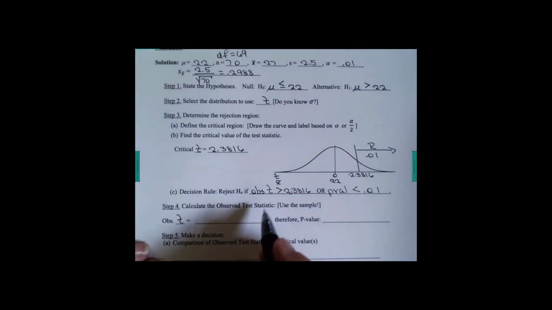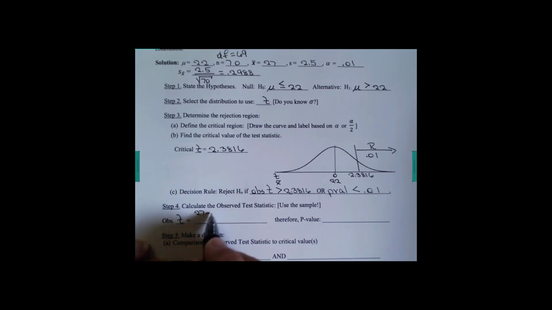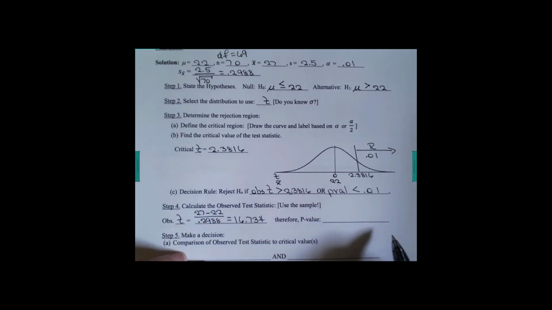So everything's pretty clear. I will reject the null hypothesis if, when I do my test, I observe a value of t that is greater than 2.3816, or the p-value is less than alpha, which is 0.01. So let's figure out, what is this observed value for t? I did the test. I took the sample. I came up with 27. I'm going to subtract the old mean of 22 and divide by the standard deviation I had to calculate, 0.2988. And then I'm going to get a test statistic of 16.734.